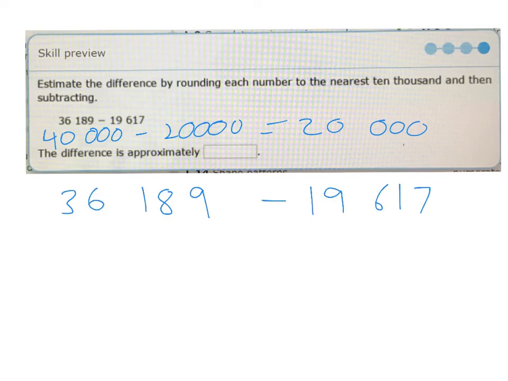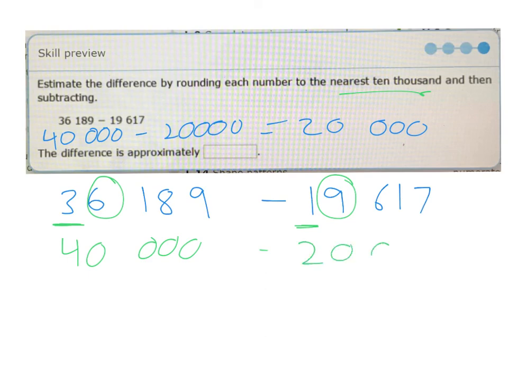If you need to, write them out. So we want the nearest 10,000. I'm going to underline the 10,000 digit, circle to the right, underline the 10,000, circle to the right. The 6 tells us that the 3 will round up. 36,000 is closer to 40,000. Over here, the 9 tells us the 1 will round up. 19,000 is very close to 20,000.